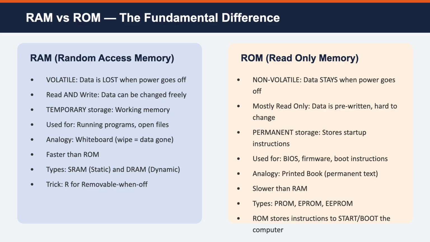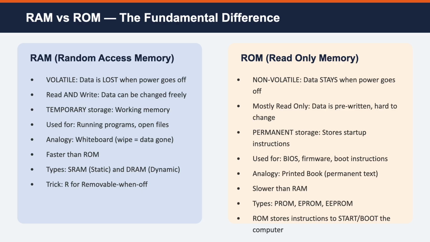I will read each key point and I want you to repeat after me. RAM is volatile, ROM is non-volatile. RAM data disappears when power goes off. ROM data stays even when the power goes off.